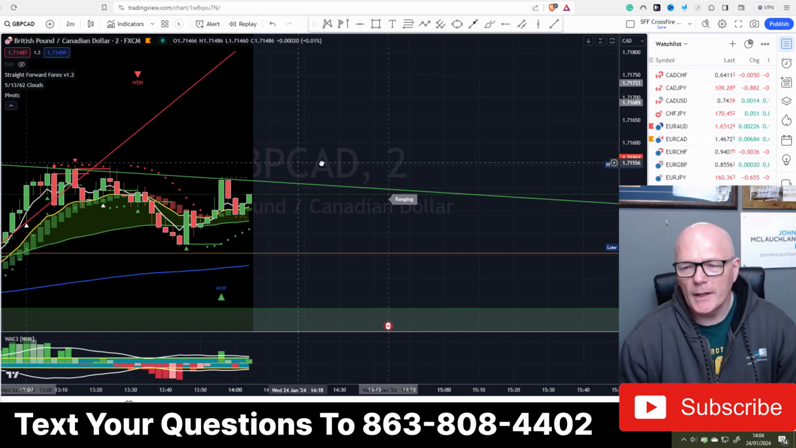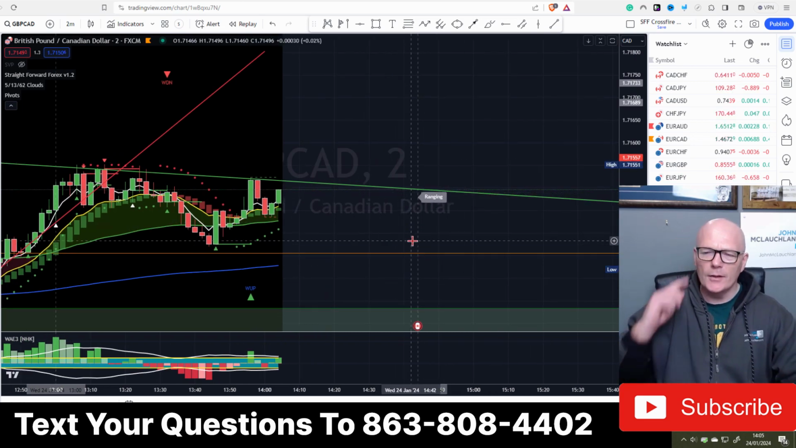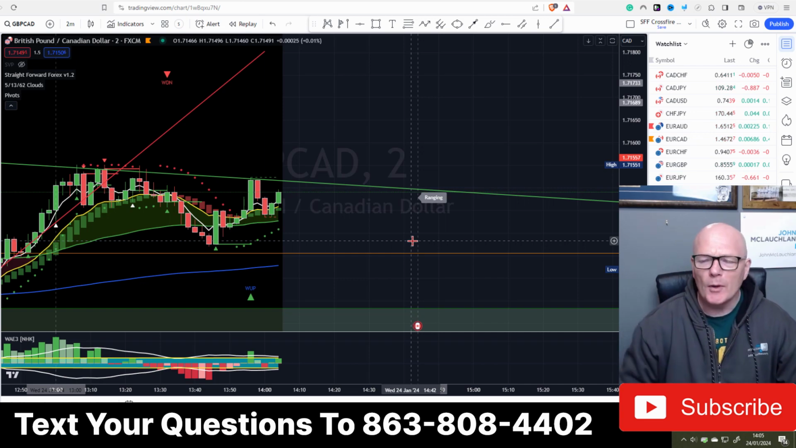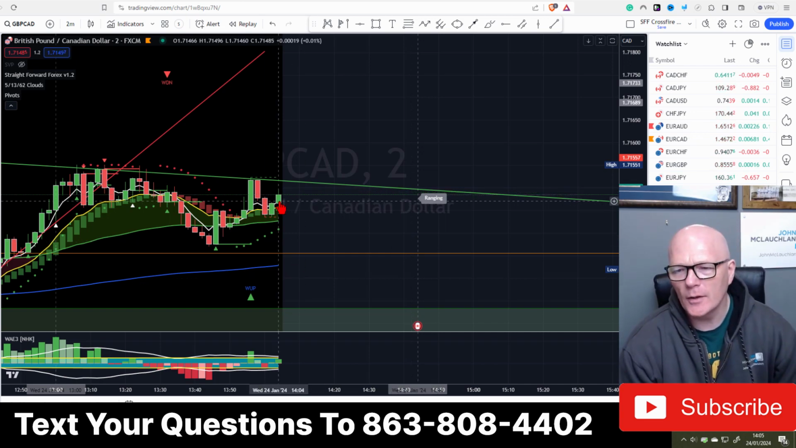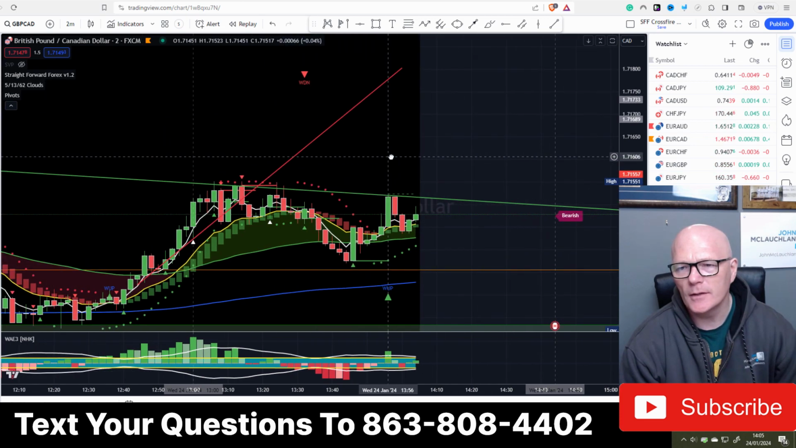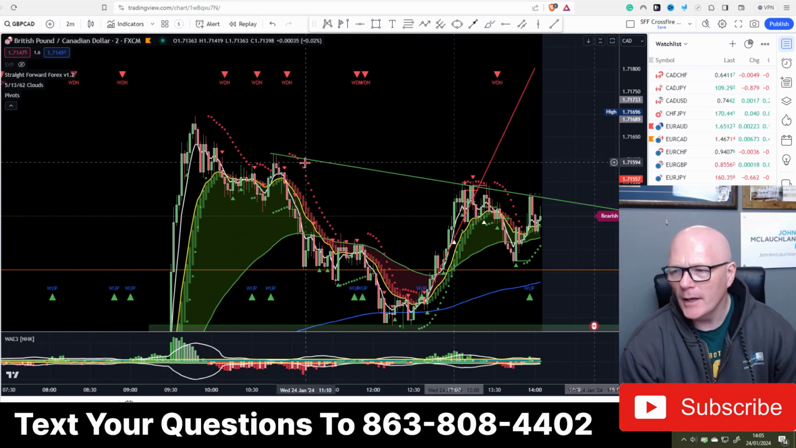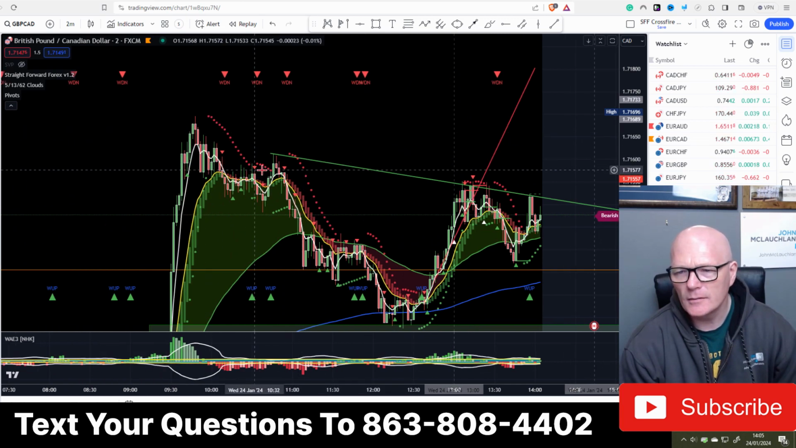So we've got pound Canadian dollar. This news is a while away. But what we're looking for here is we're looking for price to go above the green trend line, and then see what we can get above here. So again, areas of interest, quite a few here, look, and then here.